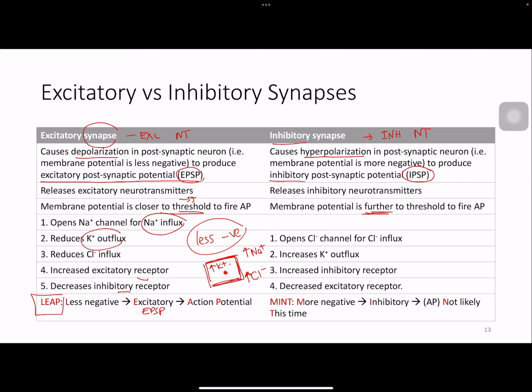How do you hyperpolarize a cell? In an inhibitory synapse, remember, when the cell becomes more negative, we want more chloride ion.